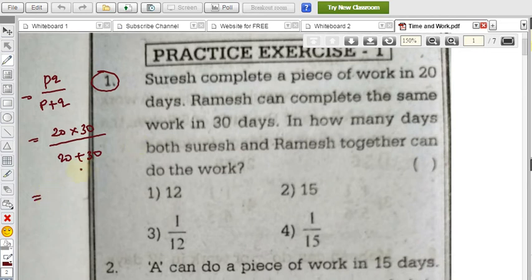Let us simplify this. 20 into 30 is 600, by 50. Cancel it: 5 twelves are 60. So together they can complete the work in 12 days. The important formula to remember is P into Q by P plus Q.